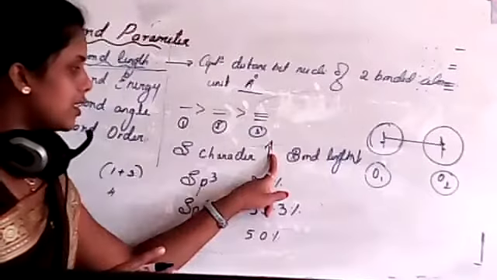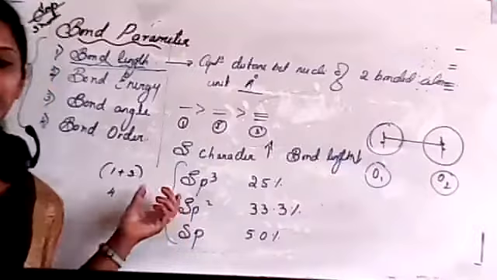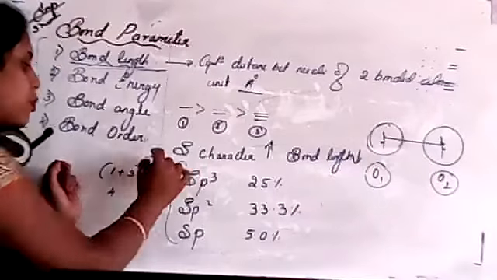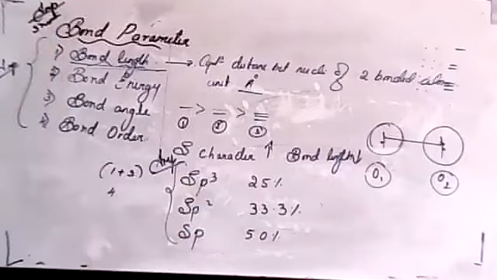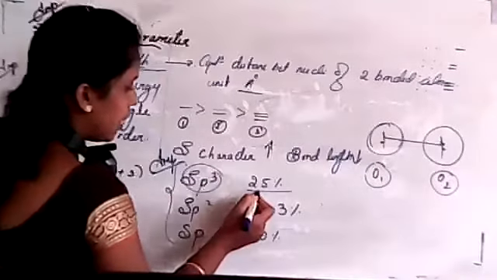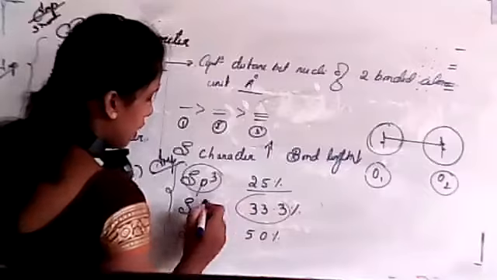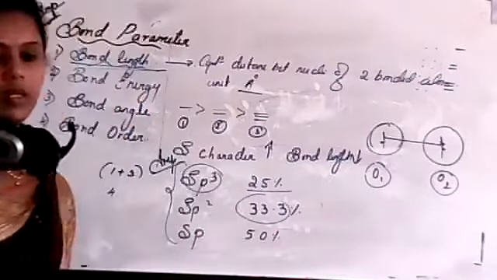As S character increases, bond length decreases. We'll study sp3 in detail. Again, this is also important. You'll get one question from these three. sp3 has 25% S character, sp2 has 33.3%, and sp has 50%.